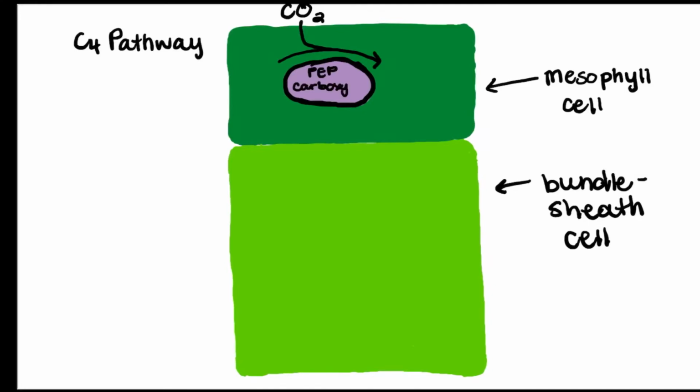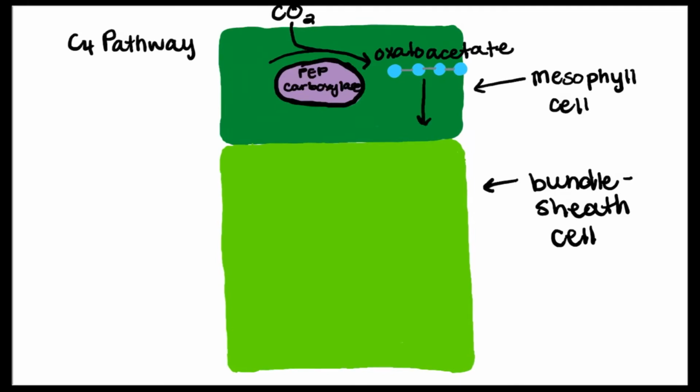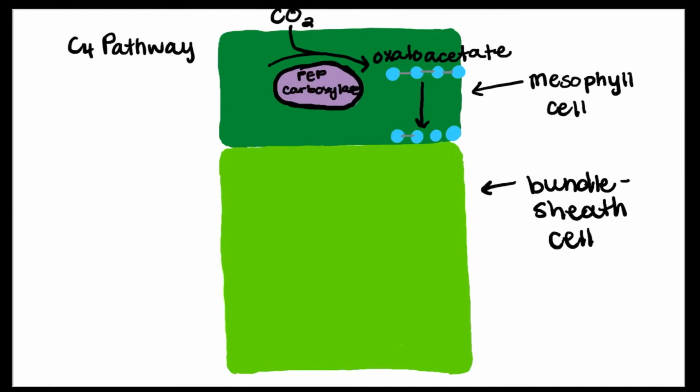PEP carboxylase fixes carbon very efficiently, so the C4 plants do not have to keep their stomata open as much. In this next step, the oxaloacetate is converted to another 4-carbon compound called malate. The conversion to malate requires the reduction of NADPH to NADP+.